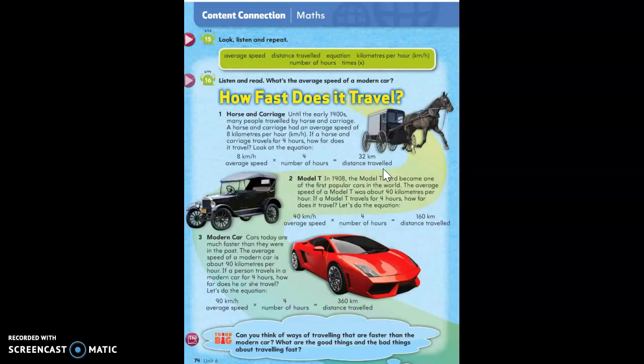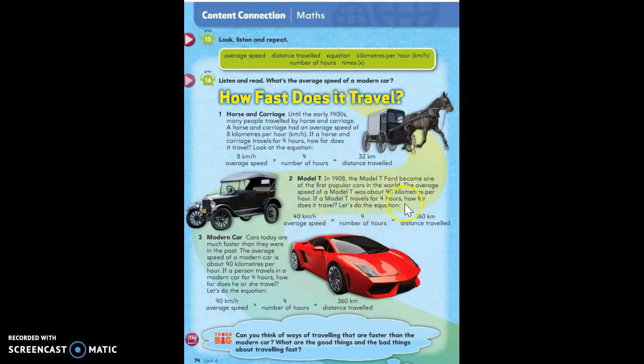How long does it take for a normal car to travel to Milan and back? Probably half an hour to go, half an hour to come back, if there's no traffic. Let's look at number 2, the Model T. In 1908, which is still about 100 years ago, the Model T Ford became one of the first popular cars in the world. The average speed of a Model T was about 40 kilometres per hour.